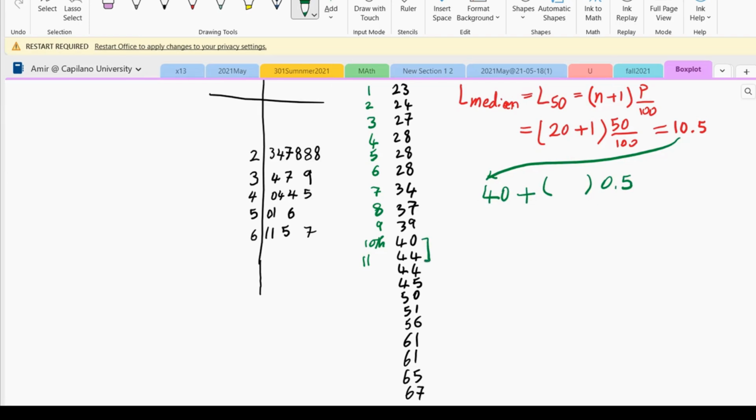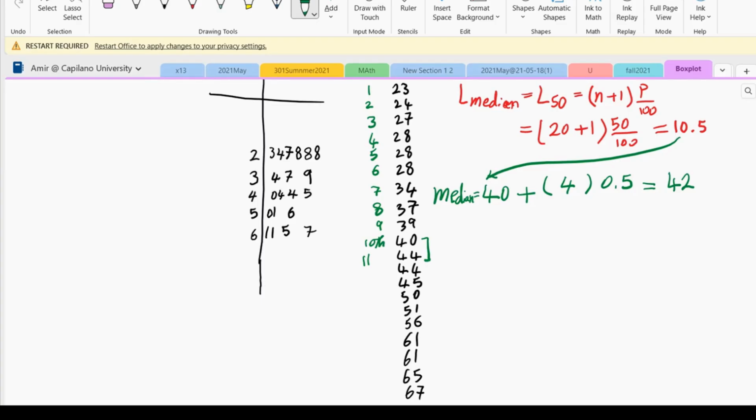How much is the distance between the 10th and 11th observation? 4. Very good. And that says that our actual median, notice that we find the location of the median first, then the median itself. The median is 42. Very good. So we found the median. And once we found the median, we have the central tendency.